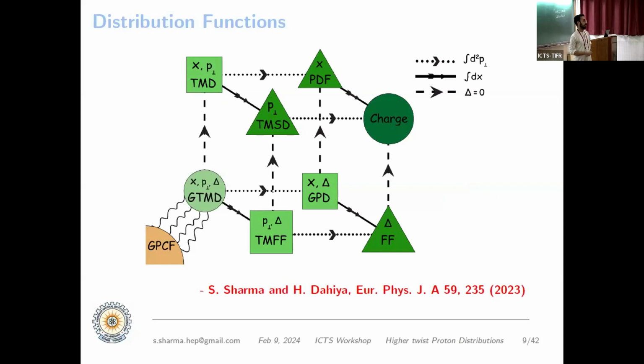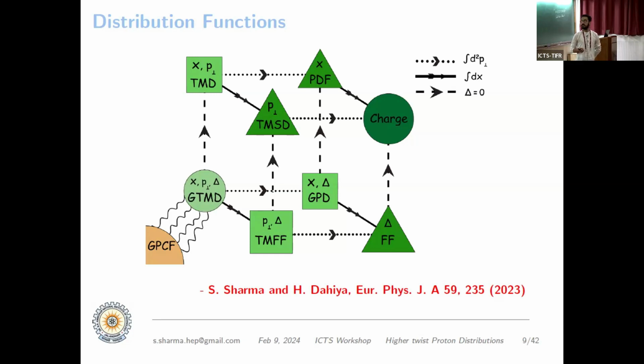The maximum amount of information which can be obtained theoretically about the hadronic structure is encoded in the generalized parton correlation function. GPCFs depend on the 4-momentum of the hadron and the 4-momentum of the quark. When we integrate the generalized parton correlation function over the light cone component of the parton's momentum, we get GTMDs. GTMDs are functions of x, p_perp, and delta. x is the longitudinal momentum fraction carried by the parton, p_perp is the transverse momentum of the parton, and delta is the momentum transferred during the process.